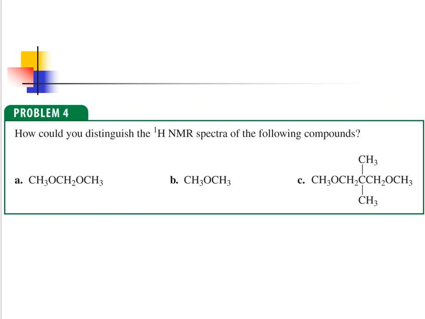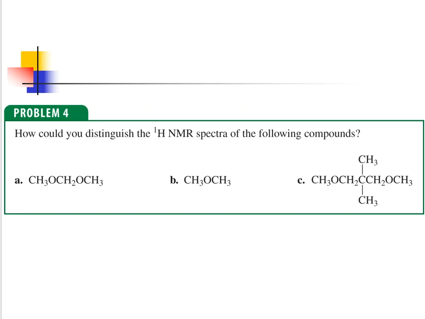So this problem actually is a different take on what we've already been doing. It says, how could you distinguish between the H NMR of the following compounds? And it gives me A, B, and C. If we analyze these three compounds in an NMR, how can we determine which one is which? How can we play match game with these? That's what this is really all about.